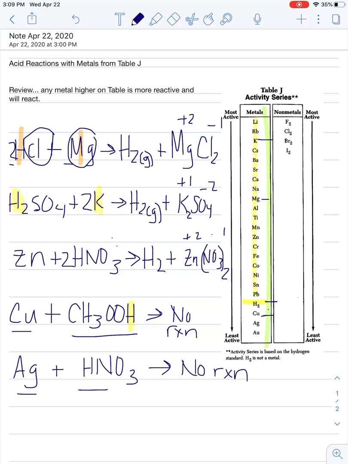I'm going to give you a couple of practice equations later on for you to work on, but for now it's just the homework in the review book. Stay tuned for the next one, which is going to be neutralization reactions.